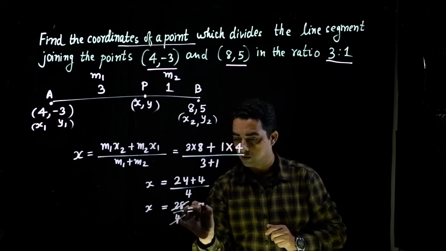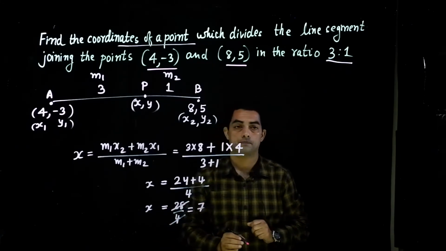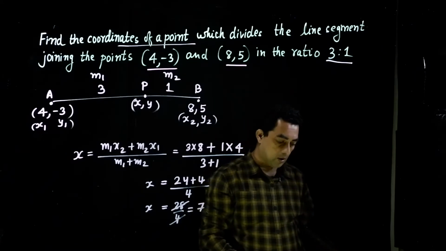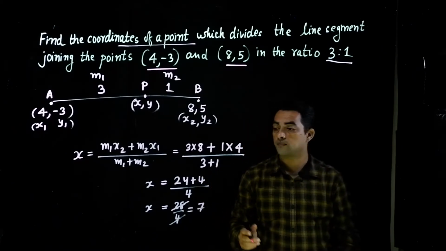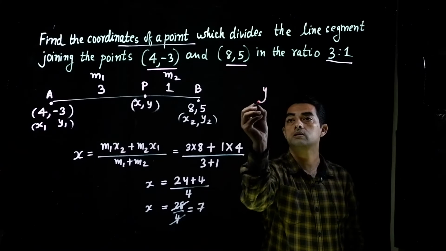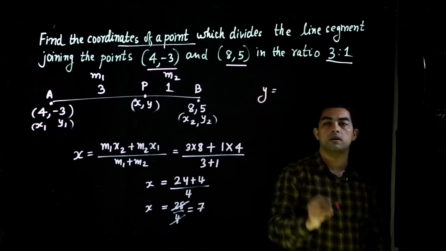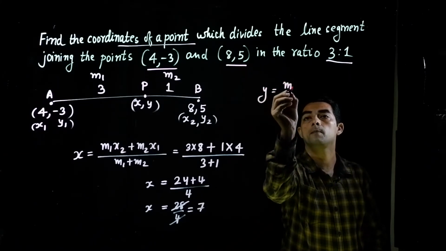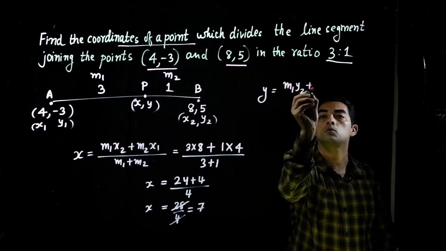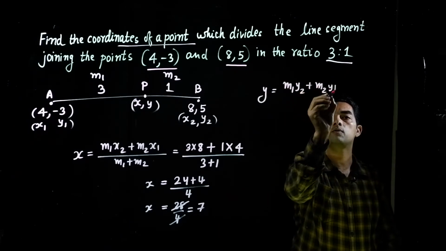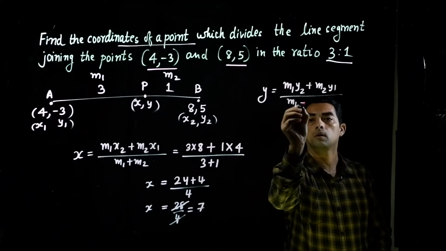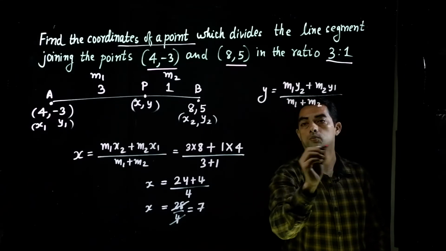4 7s are 28, so the value of x is 7. Similarly, let's now proceed ahead to find out the value of y coordinates. So to find out y coordinates, again the formula will be (m1 y2 + m2 y1) upon (m1 + m2).